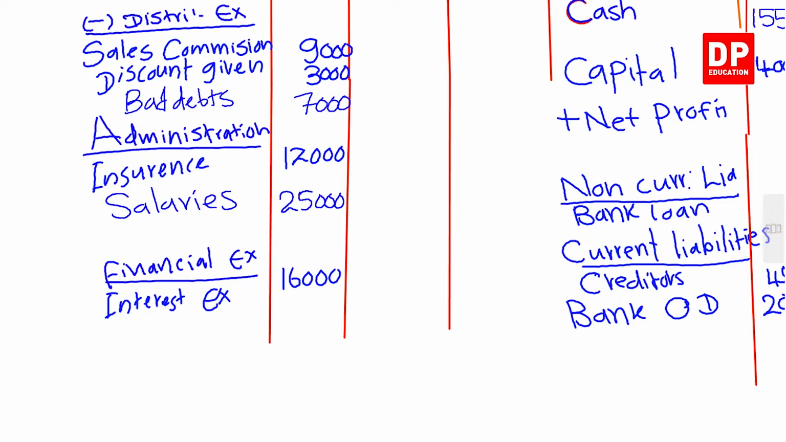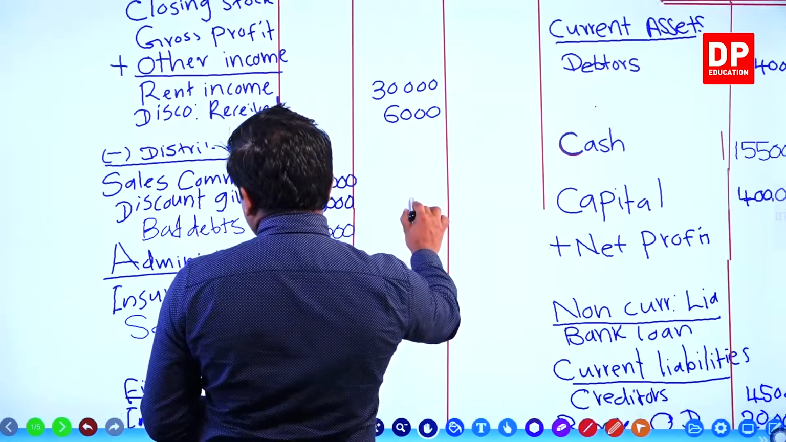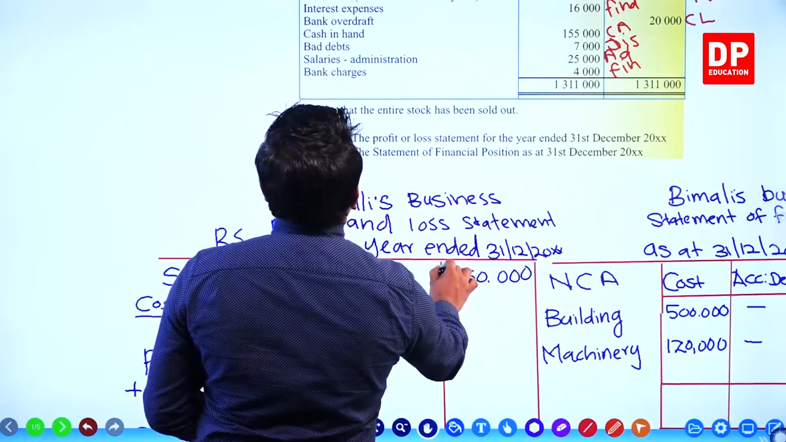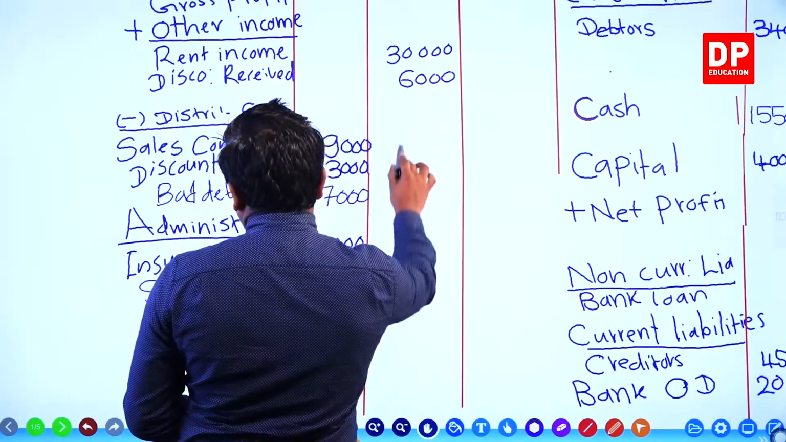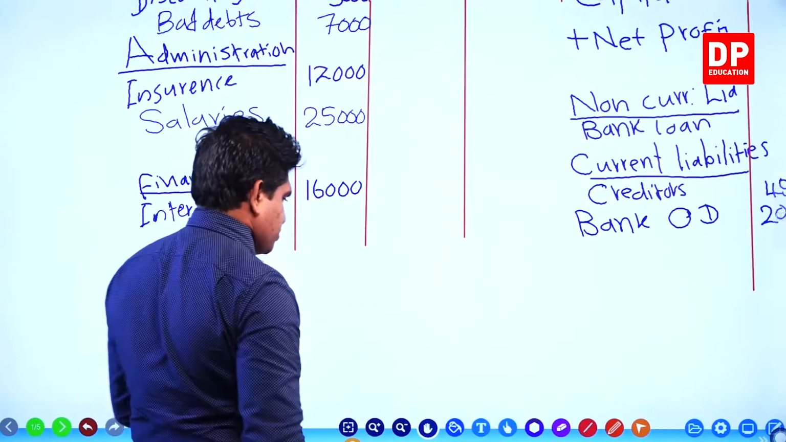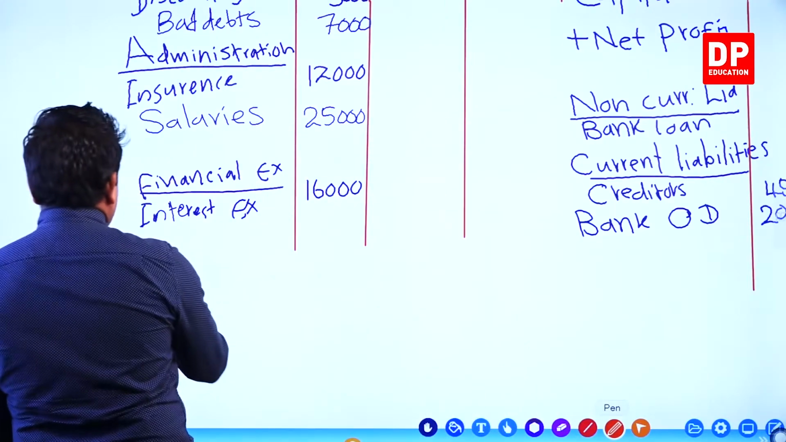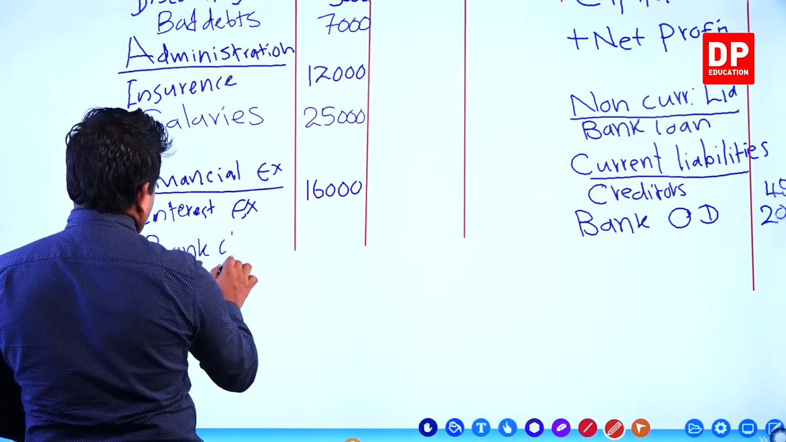Then bank charges, right? How much are the bank charges? Do you remember? 4,000, right? Bank charges 4,000. Other expense category, financial expense, right? Financial expense, bank charges.